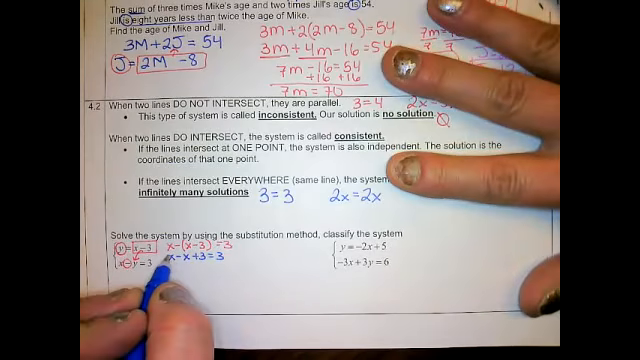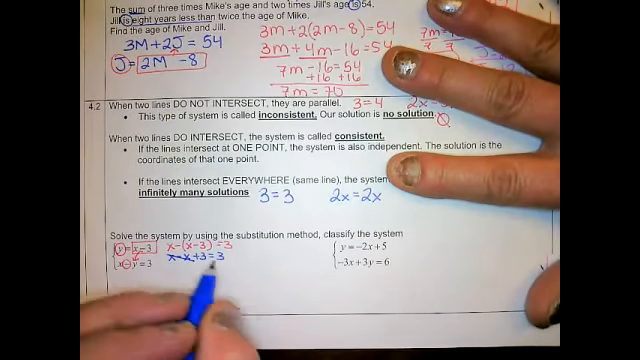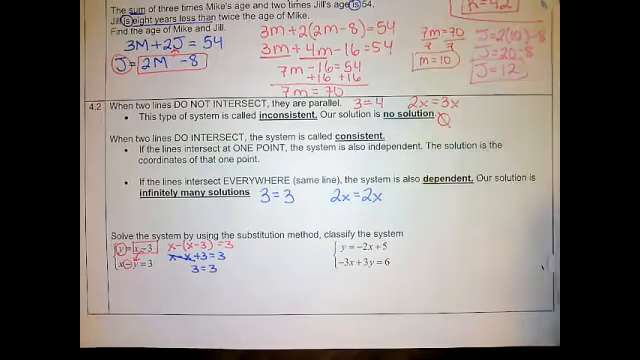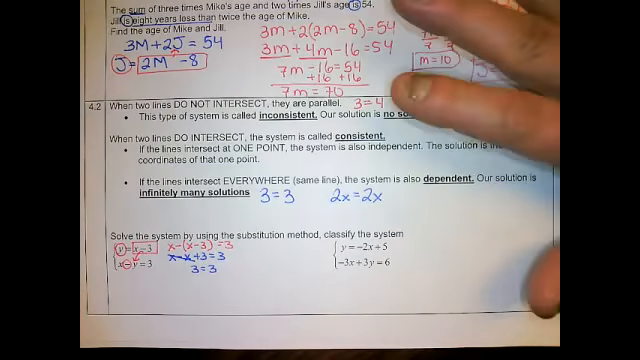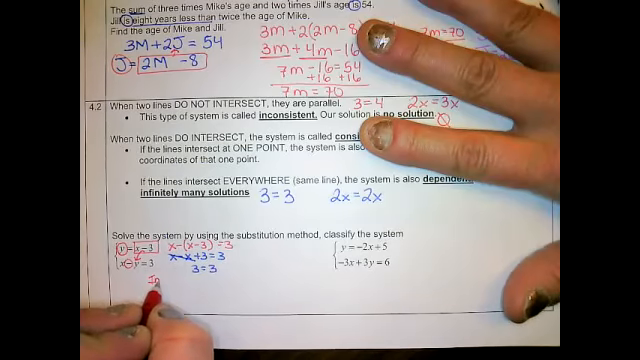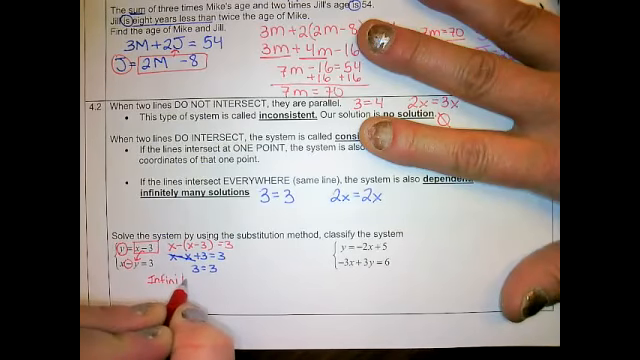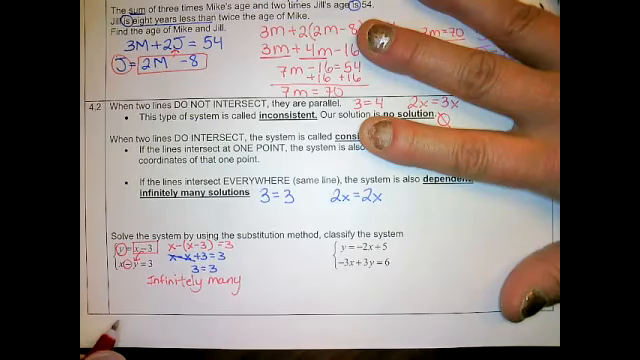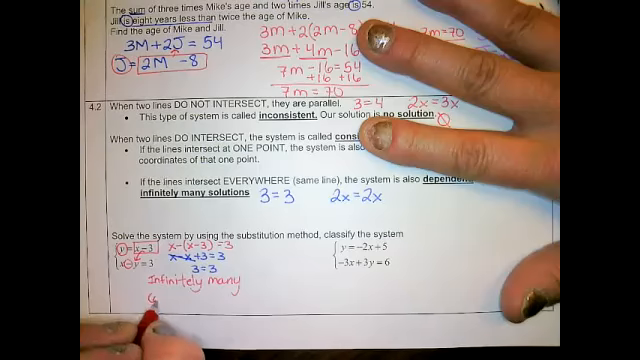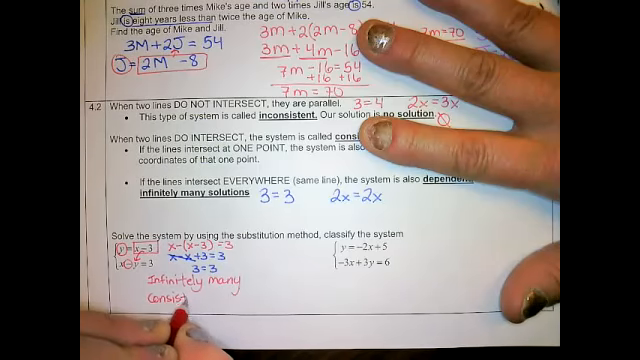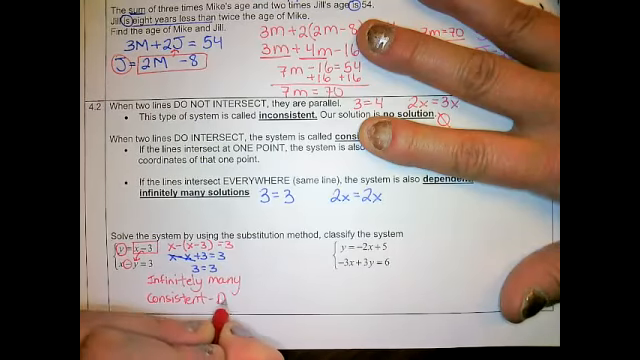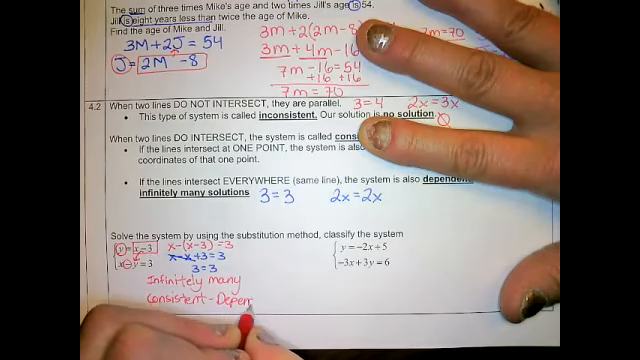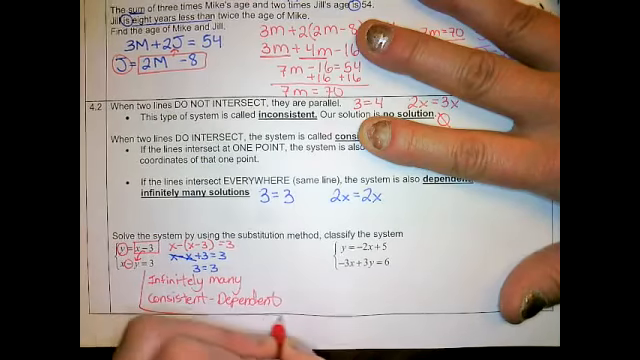Now I'm going to combine like terms. x minus x is 0. So I'm left with 3 equals 3. So this one right here, our solution is infinitely many. Okay. 3 is always going to equal 3. And because it's infinitely many, that means that to classify it, it's consistent and dependent. Okay, it is the same exact line.